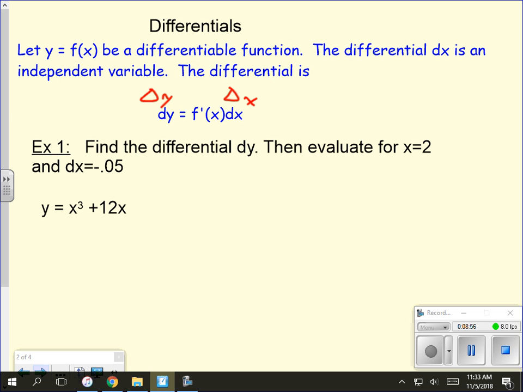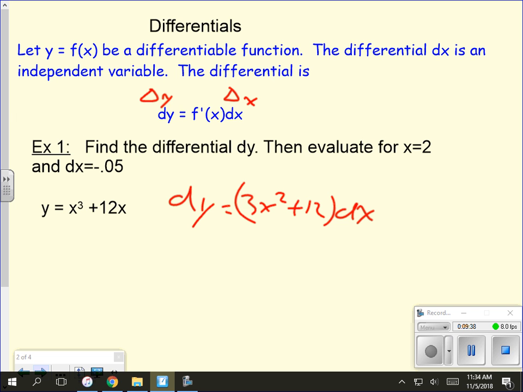It says find the differential dy, then evaluate it for x equals 2 and dx equals negative 0.05. So you take the derivative. The derivative of y is dy. The derivative of x cubed plus 12x is 3x squared plus 12 dx. That's it. It's doing the derivative, dy and dx.